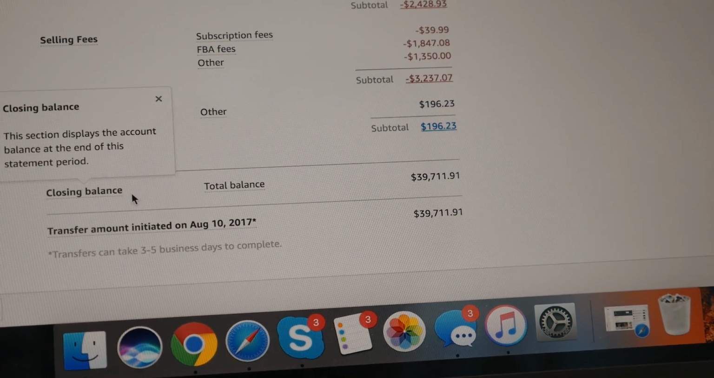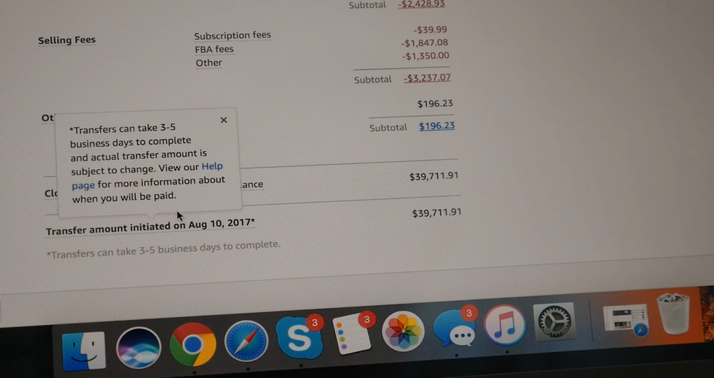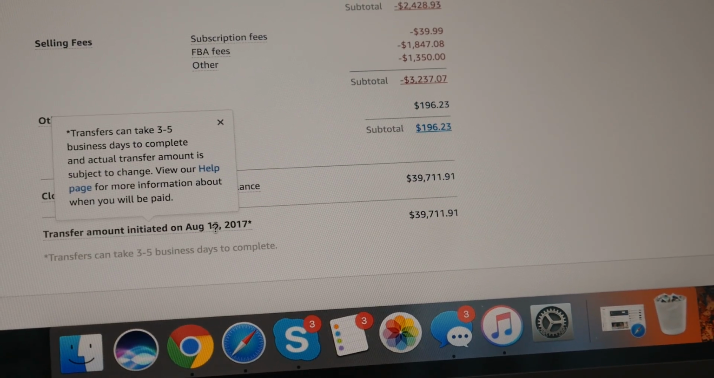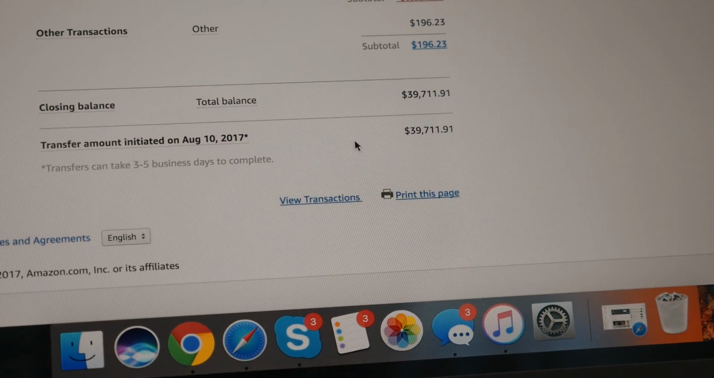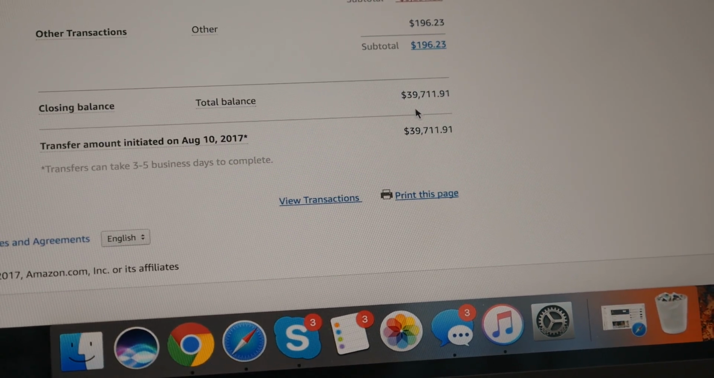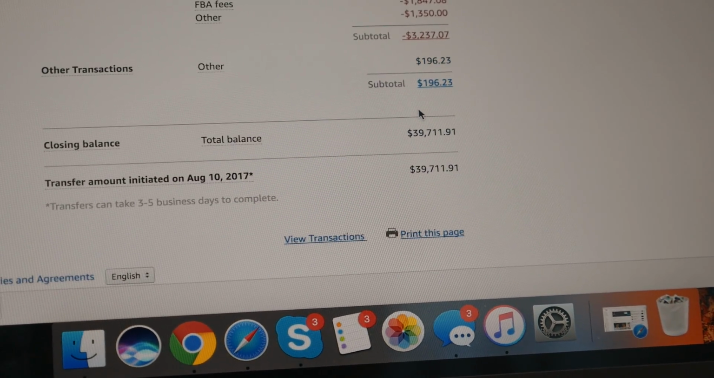So closing balance for August, initiating August 10th. That's weird, today's August 9th. Yeah, $39,711. That's my paycheck.